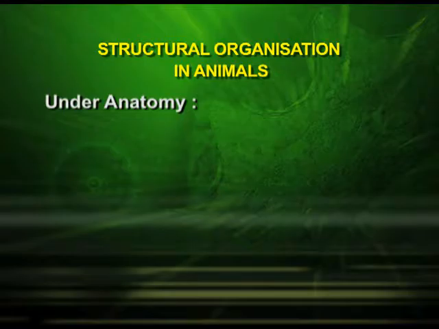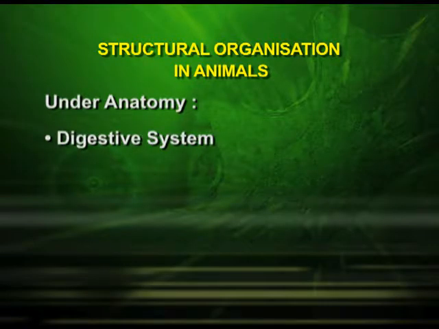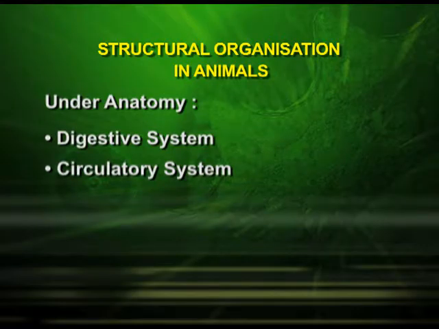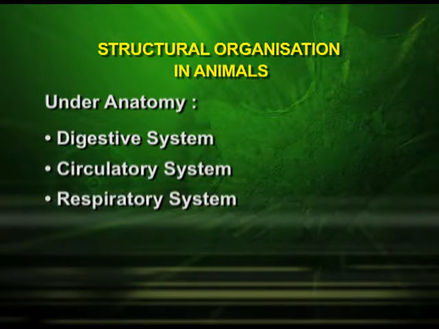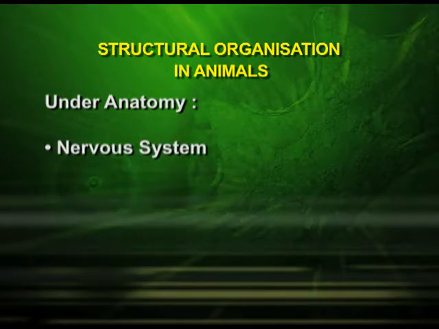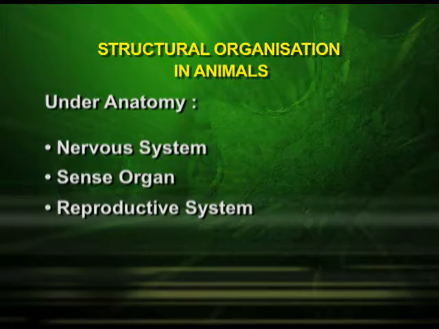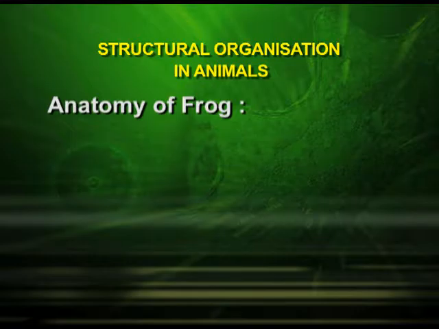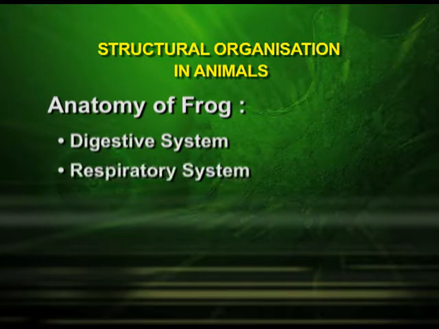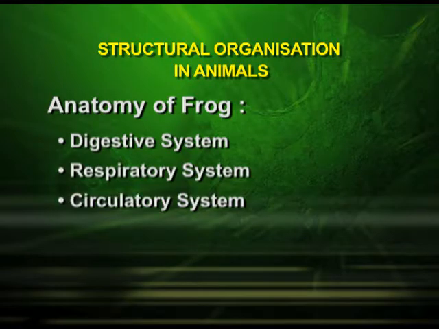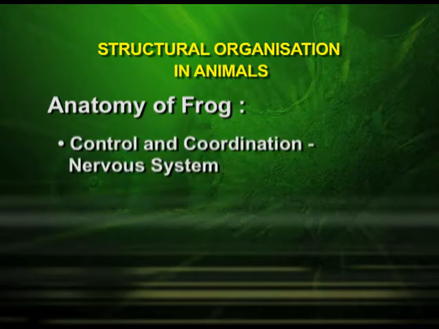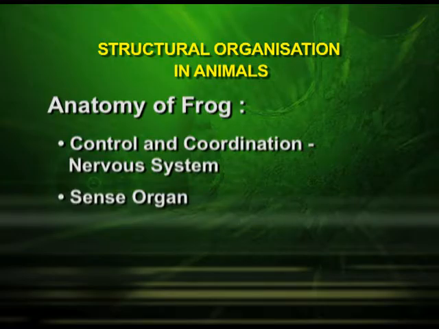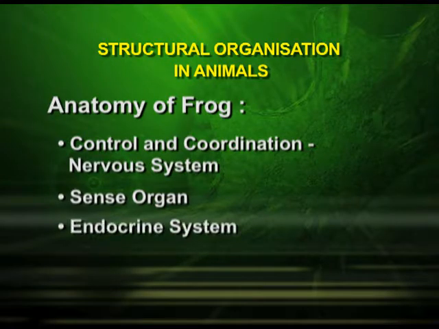Let us have a quick recap of the portion we studied in this episode. Under frog, we studied about the morphology of frog. Under the anatomy of frog, we studied about the digestive system, respiratory system, circulatory system, excretory system, their control and coordination, that is the nervous system, sense organs, the endocrine system, and the reproductive system.